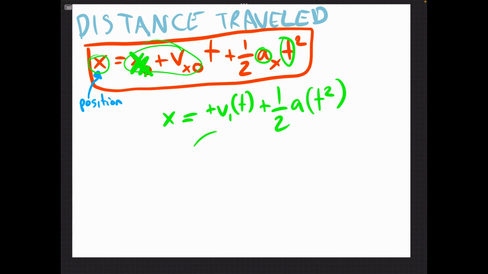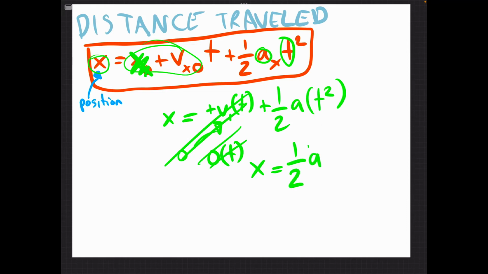We know that our initial velocity still is 0, so it's basically like saying 0 times the time. Whatever the time is going to give 0, so we can cancel this out again. And we're left with just this. Position equals half of acceleration times the time squared.